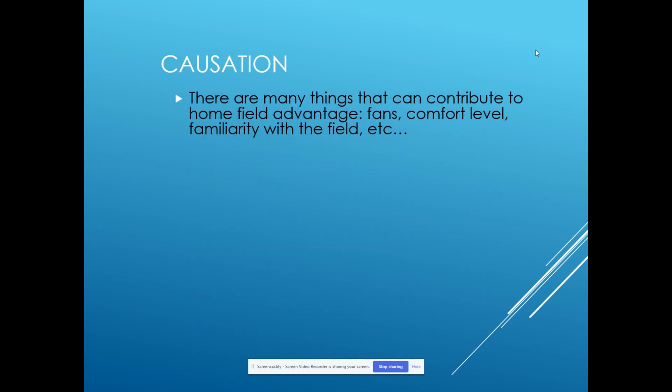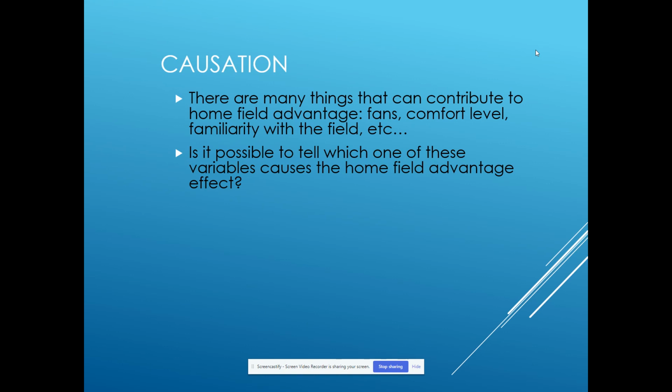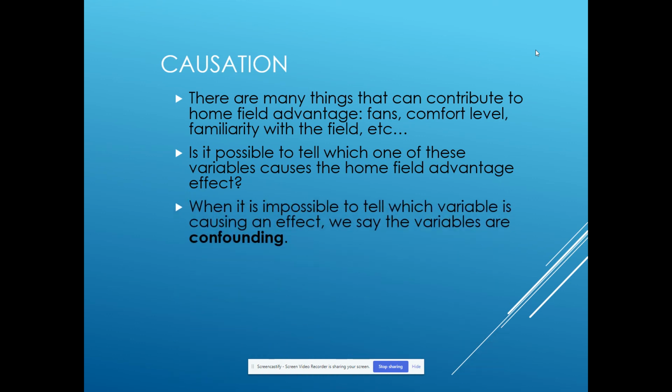Now, we do have to be careful of something called causation. There are many things that can contribute to home field advantage: the fans, the comfort level of the players in their own homes and normal sleeping quarters, the familiarity with the field. With the Astros, there's also the whole sign stealing that we would have to look at. But under these conditions, it's impossible to tell exactly which of those variables truly gives the home field advantage. I know a lot of you want to claim that it's the sign stealing, but with this particular look into this data, we can't do that.